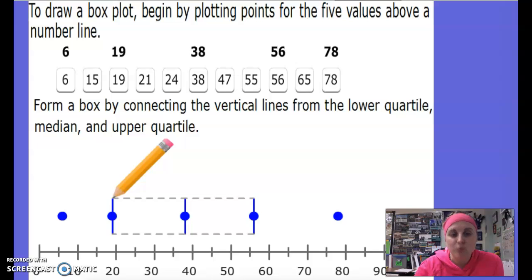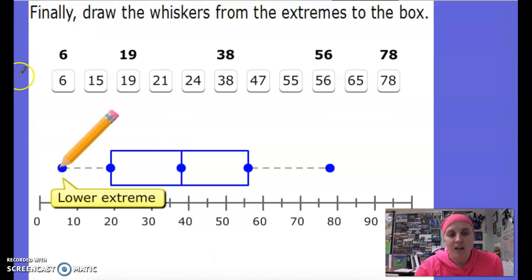So that is how you draw a box and whisker plot. You have a whisker from min to Q1, box from Q1 to median to Q3, and a whisker to the maximum again. Okay, so there is a box and whisker plot.